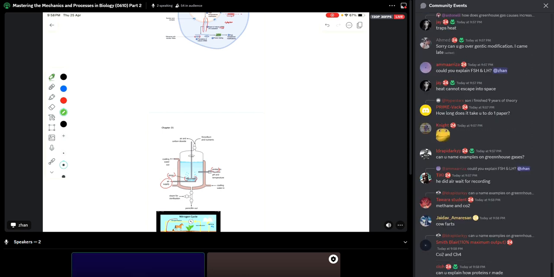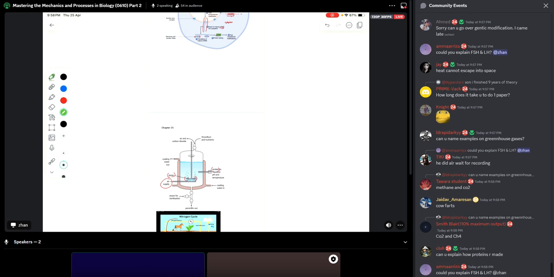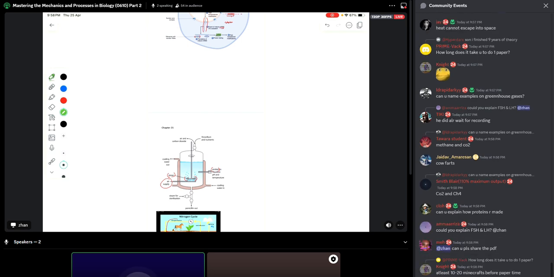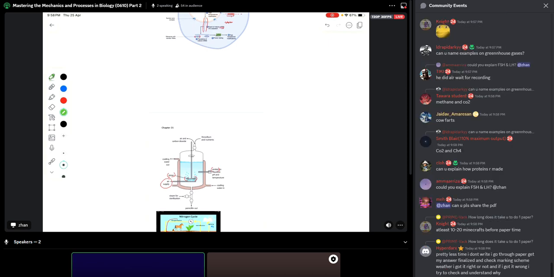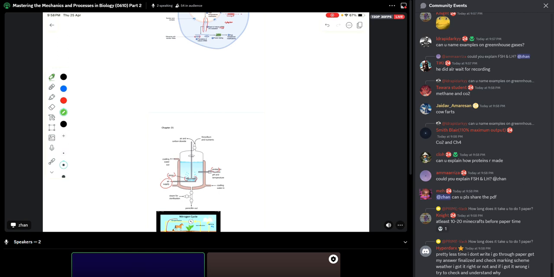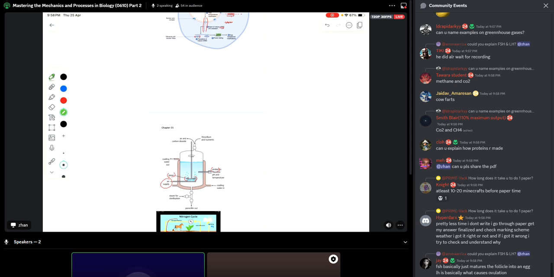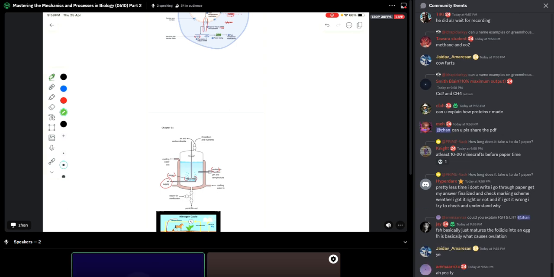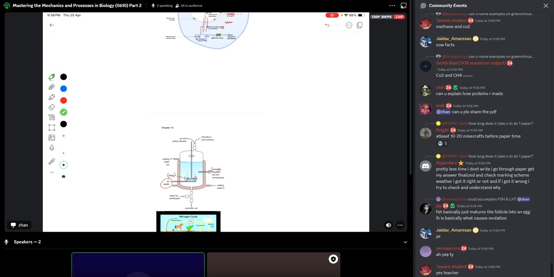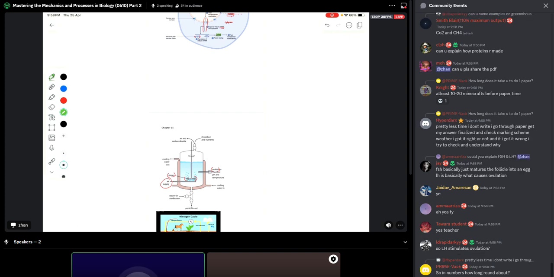Methane, carbon dioxide, any of the toxic gases basically, but mainly methane and carbon dioxide. Okay, can I explain FSH and LH? I'll go through it now with you. FSH is to mature and develop the follicle. The follicles are located inside the ovaries. LH is luteinizing hormone. This allows ovulation to occur. Does this make sense now? Okay, that's good. So yes, LH stimulates ovulation.